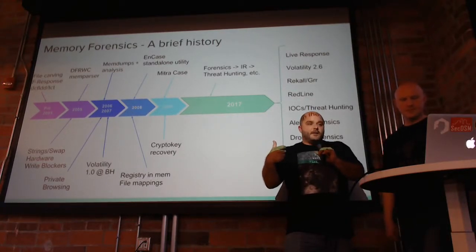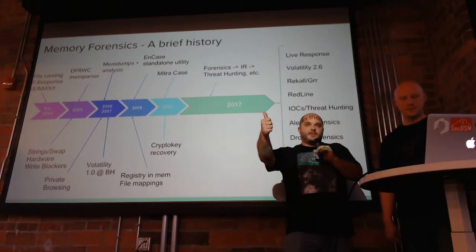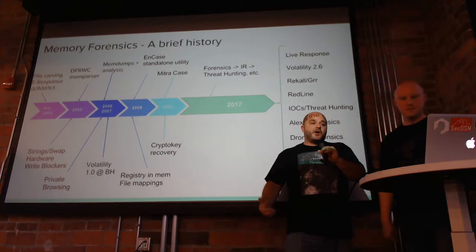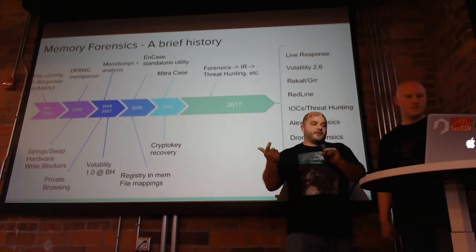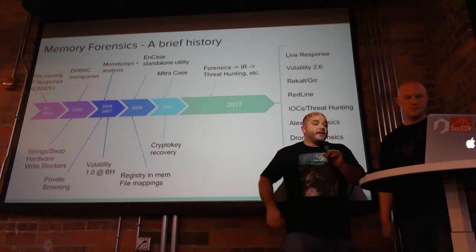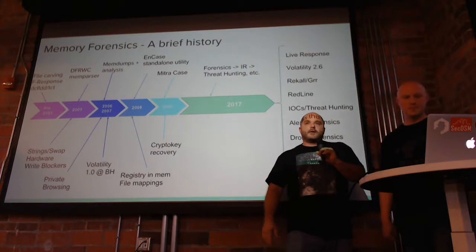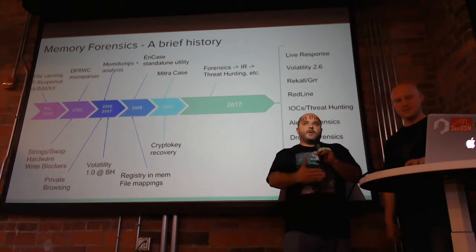So what does that mean? We do live response now, not on machines that have been sitting and collecting dust. Volatility is at version 2.6. There's Rekall and GRR. We talked about that as a fork of Volatility. Redline's advanced. It does Windows 10. Finally, indicators of compromise, threat hunting, and now there's forensics on Alexas, drones, cloud, you name it. So we've come a long ways.